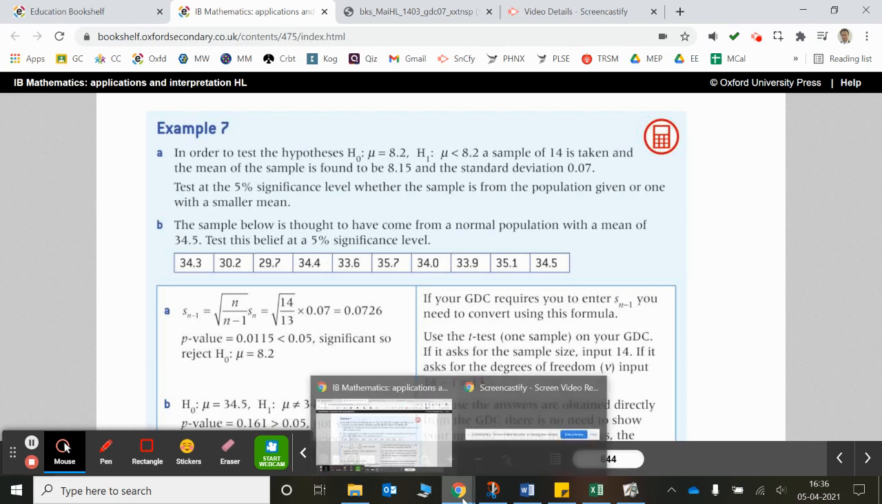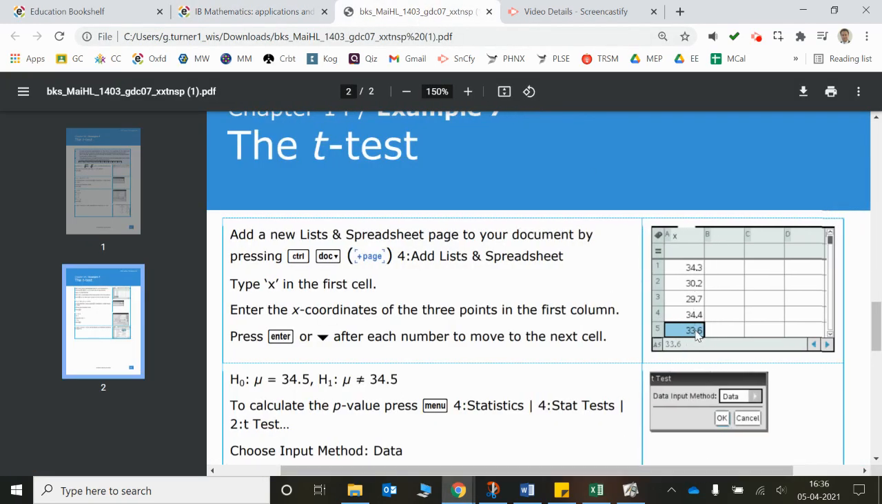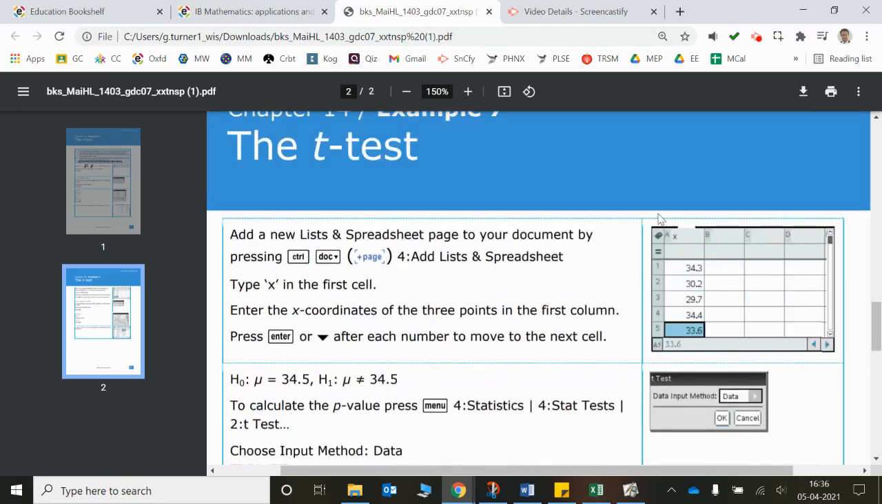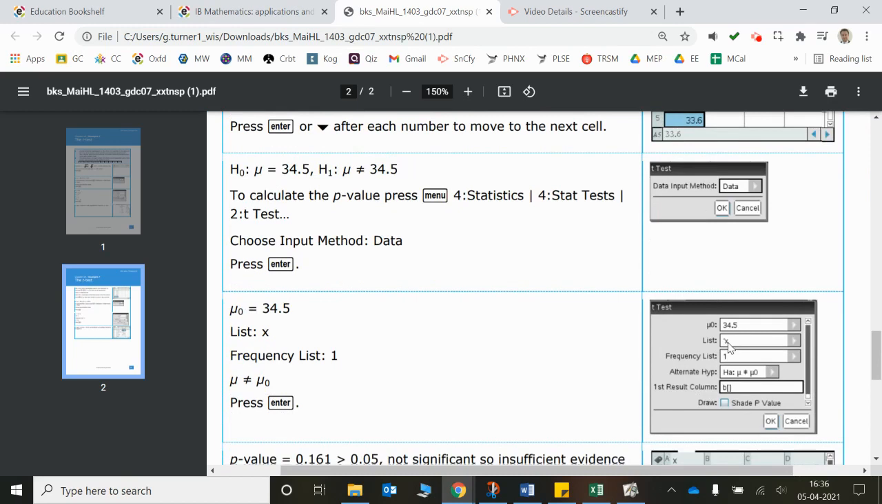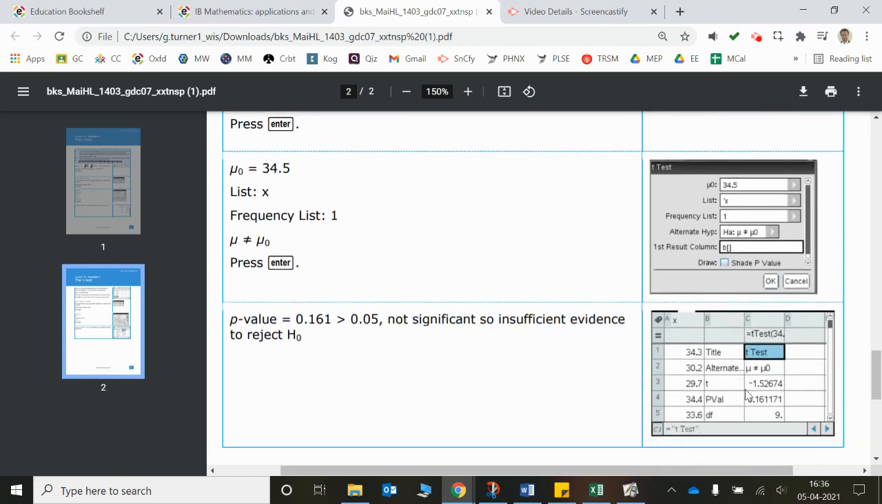So let's have a look here and see what turns up. You put in your information, data method via t-test through the menus. They've called this list X, so they've renamed the list at the top. I didn't bother doing that, I just called it A with the square brackets. Then frequency list 1. They've gone with results column B. My default was C, it doesn't really matter. And the p-value in this case is 0.161171, and I'm getting the same answer here as well.